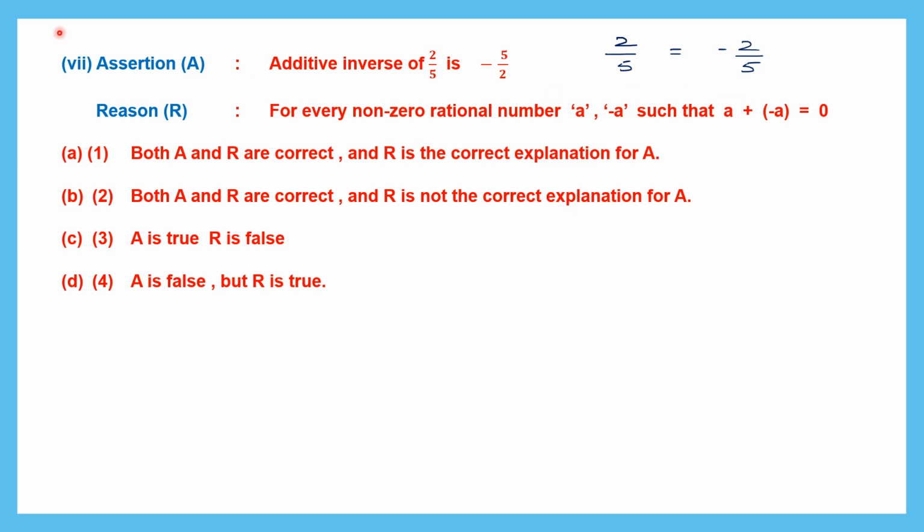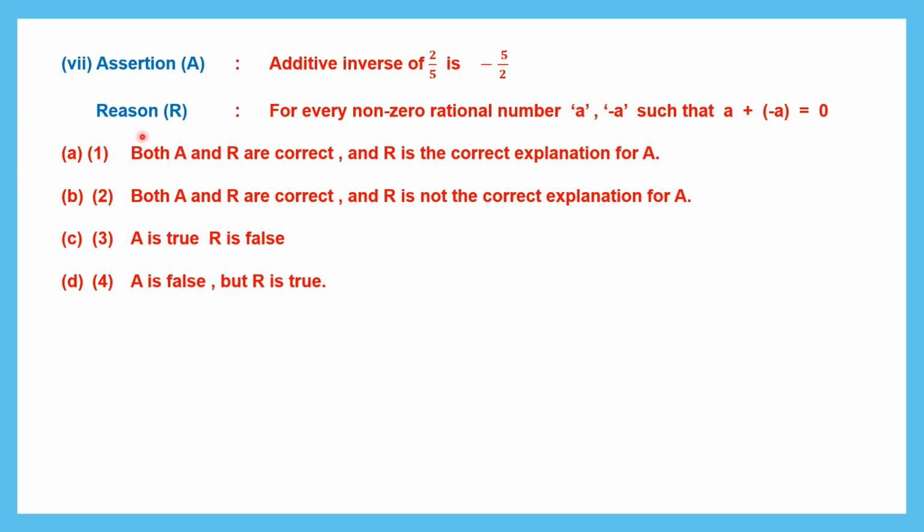And what is an additive inverse? When you add up a rational number and its additive inverse, your answer should be 0. Now, if you take 2 by 5 plus the negative 2 by 5 and add these up, what do you get? Whenever you add up a positive number and its negative number, your answer is 0. So, from this you understand that the additive inverse of 2 by 5 is negative 2 by 5. But in this case, what are they telling us? The additive inverse of 2 by 5 is negative 5 by 2. This statement is false. So assertion A is false.